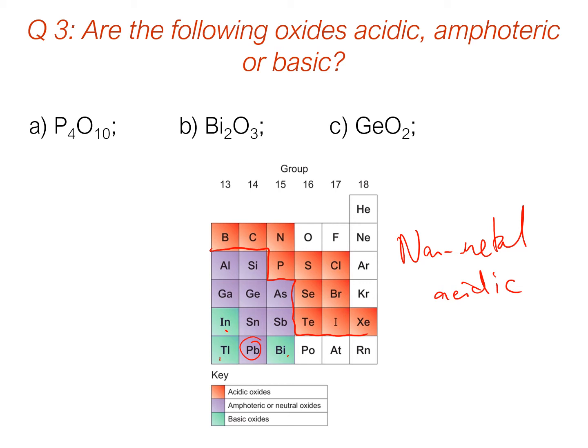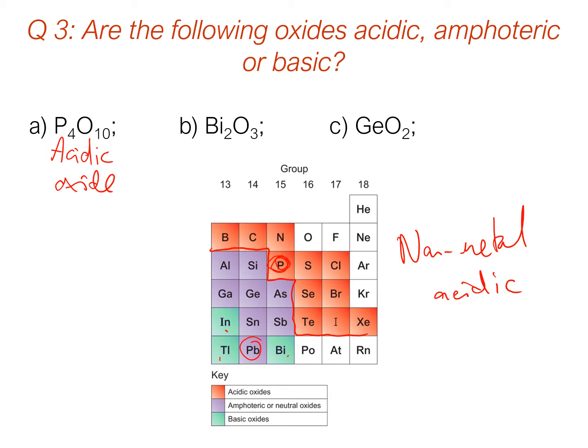So let's apply that to A, B, and C. So the first one is an oxide of phosphorus. Phosphorus we can see here, it's the second one in group 15. We know it's a non-metal, so this is an acidic oxide.